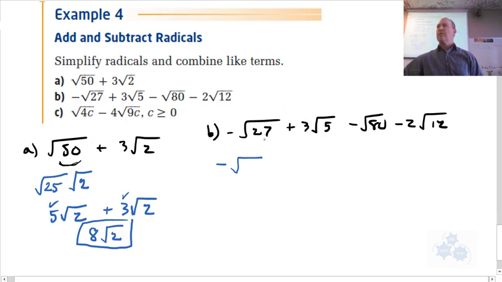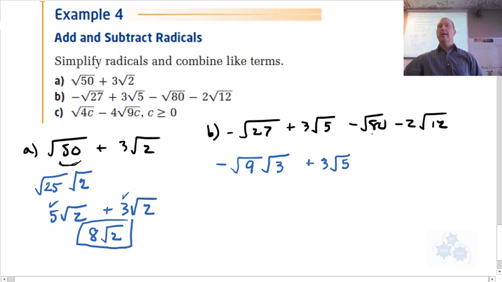So is there a factor of 27 that's a perfect square? 9. This is actually root 9 times root 3. Perfect. Can I simplify root 5? Is there a factor of 5 that's a perfect square? Now you might say 4, but 4 plus 1 is not a factor. So 4 is not a factor of 5. This is simplified already, so we'll just leave that there.